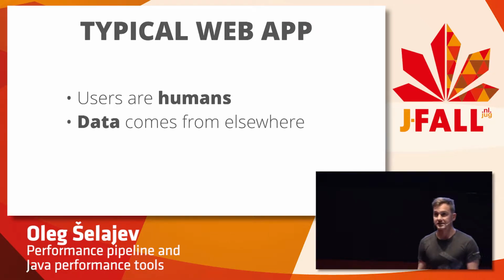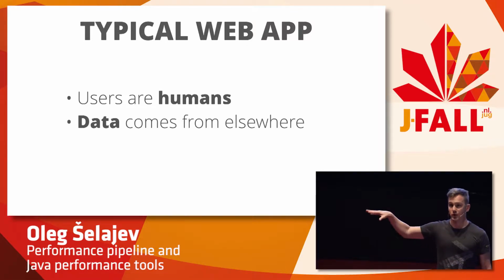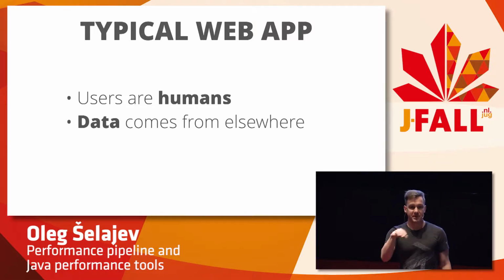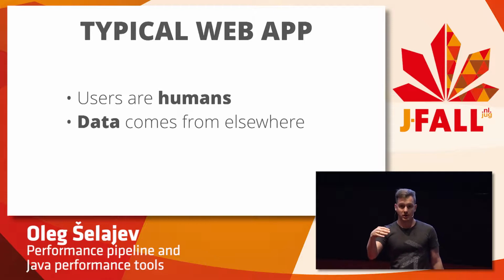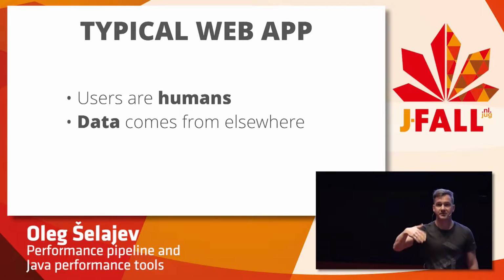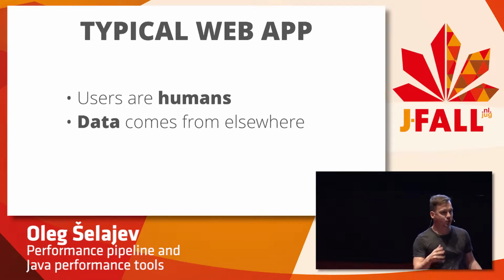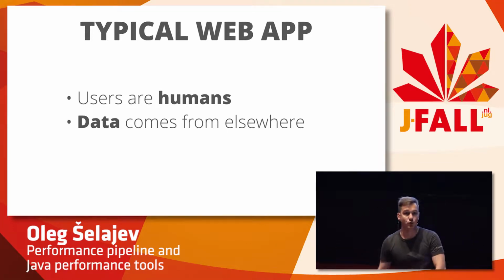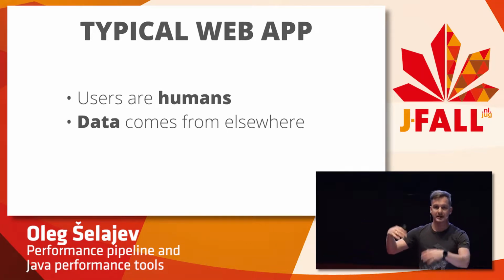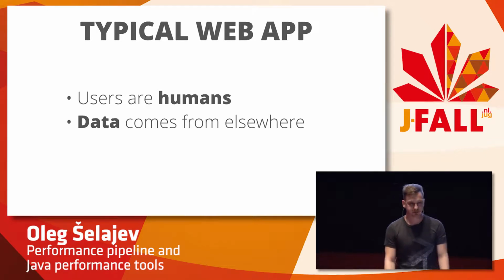The second constraint is that our data will come from elsewhere. We are not going to be talking about those systems which, as I said, messages come in, you have to react to that data and put out the answer immediately. But with typical web applications, you will have a data store or multiple data stores, and you will combine the information and show that to users.